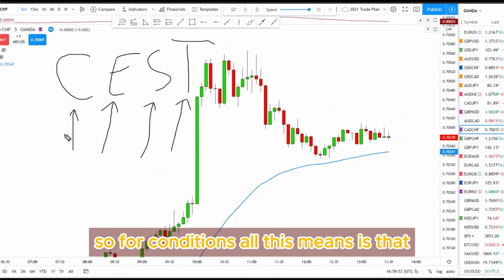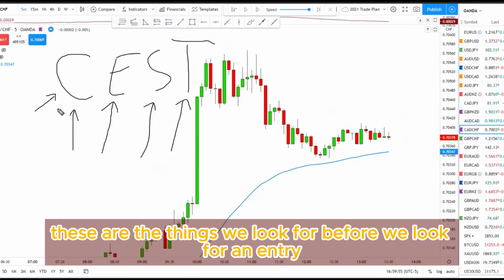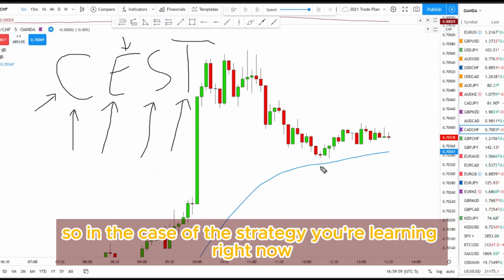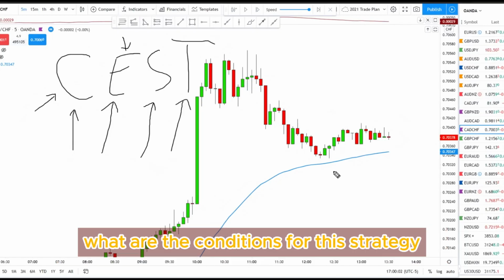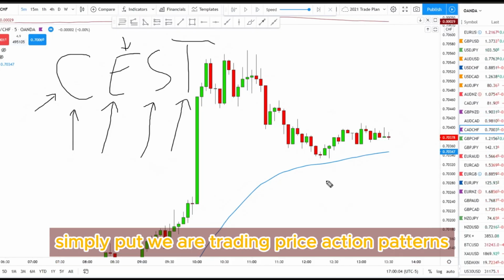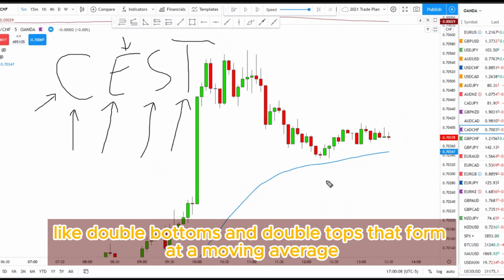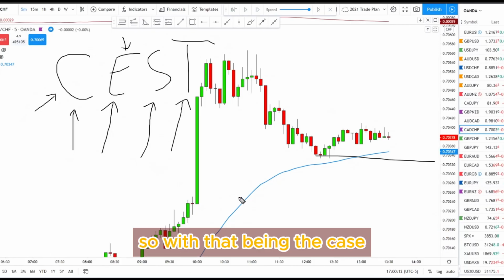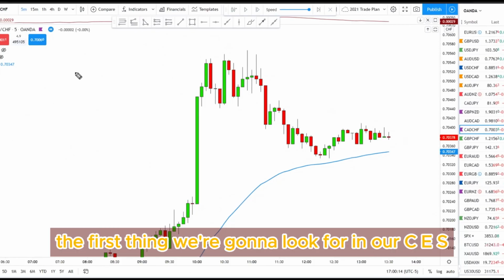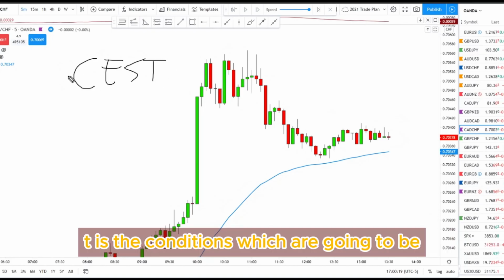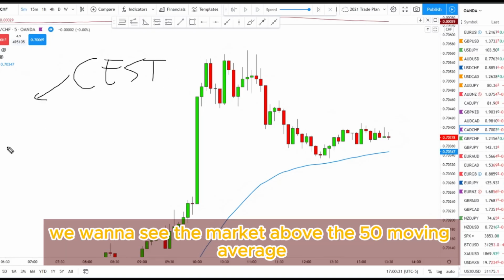So for conditions, all this means is that these are the things we look for before we look for an entry. In the case of the strategy you're learning right now, what are the conditions for this strategy? Simply put, we are trading price action patterns like double bottoms and double tops that form at a moving average. So, with that being the case, the first thing we're going to look for in our CEST is the conditions, which are going to be: we want to see the market above the 50 moving average.